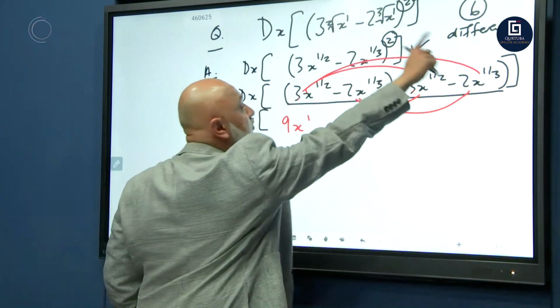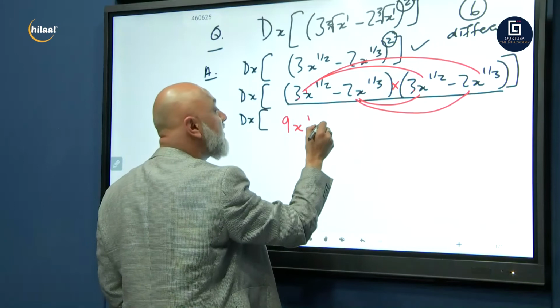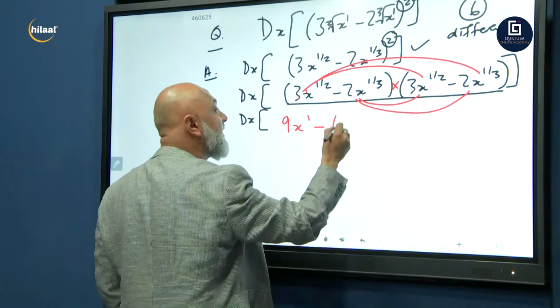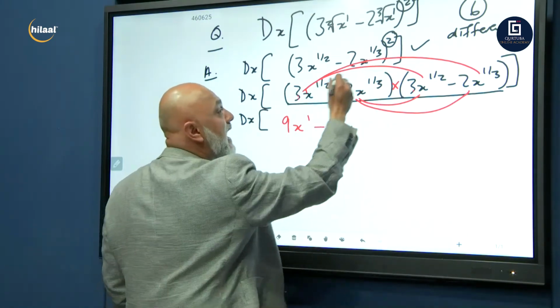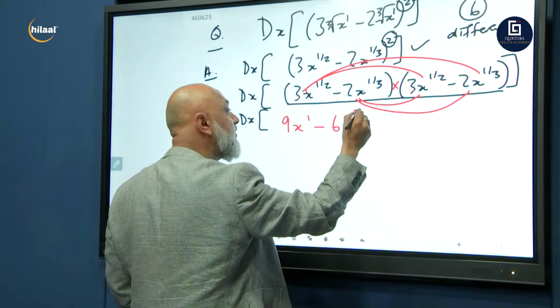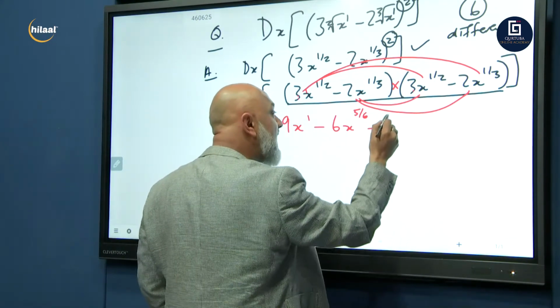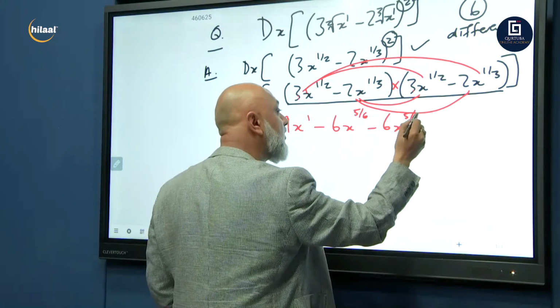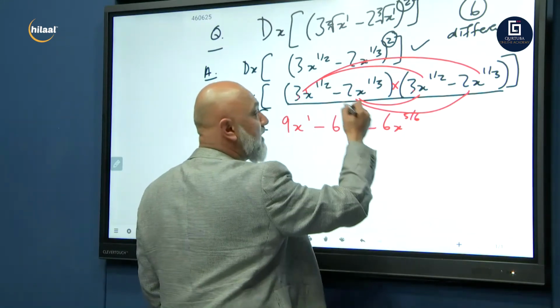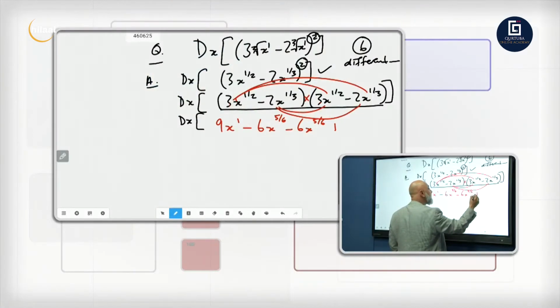Your 2 first. Your 2 outer. Positive times negative is negative. 3 times 2 is 6. X to the power a half plus a third is 5 over 6. Now my 2 inner terms: minus another 6x to the power 5 over 6. And my 2 last terms, negative times negative is a positive. 2 times 2 is 4. X to the power a third plus a third is 2 over 3.